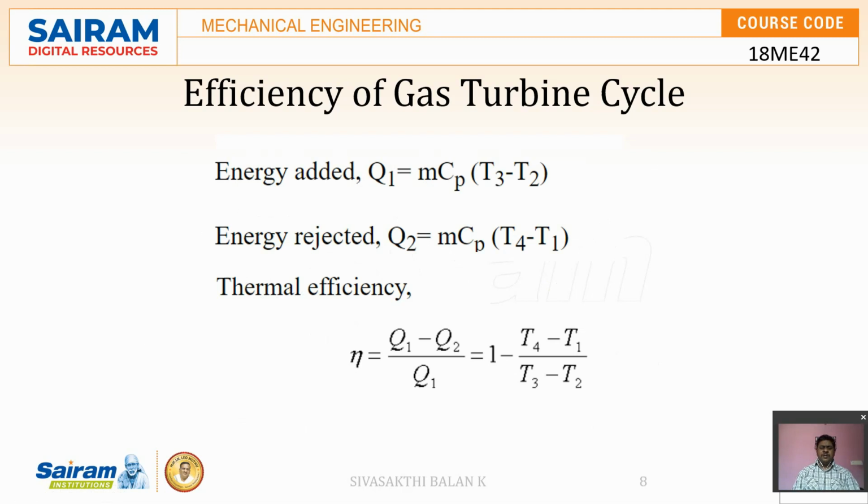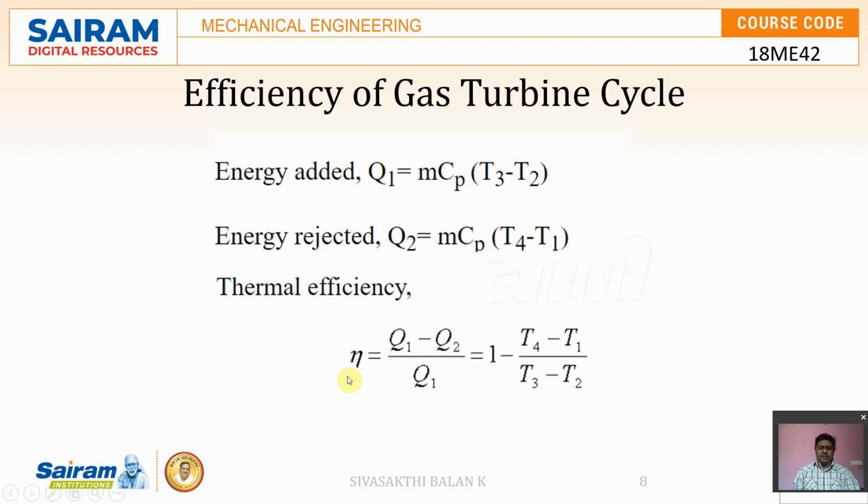Now, we all know that efficiency is the ratio of the output to the input. The output is the net work done, and the input is the heat addition. We can easily derive that net work done is the difference between the heat addition and the heat rejection, that is, Q1 minus Q2. Net work done, Q1 minus Q2, divided by Q1, where Q1 is the heat input. The ratio between these two is the efficiency of the cycle.